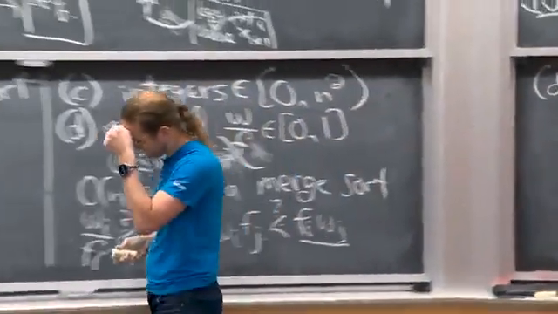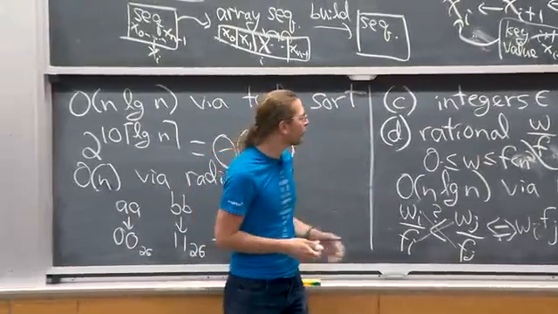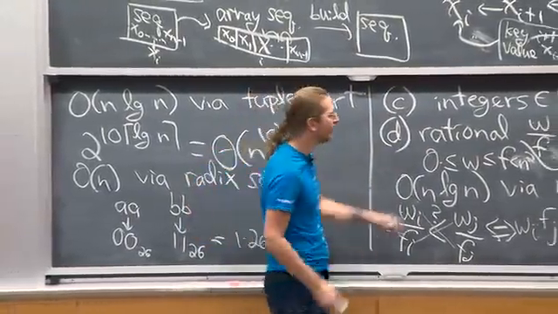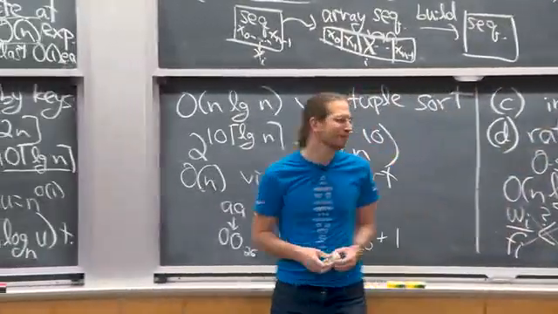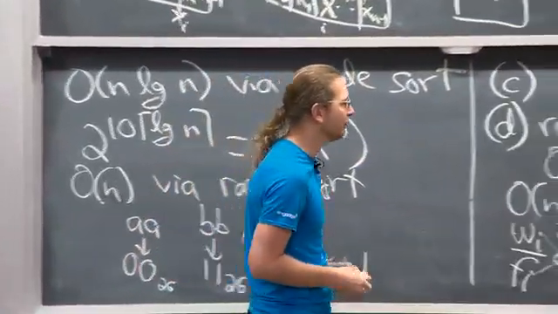So it would be great if my numbers all had the same denominator. Right? If they all had the same f, then I could just compare the w's. So that's one intuition for why we can actually do this in linear time.